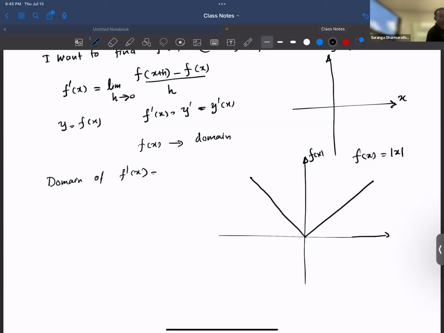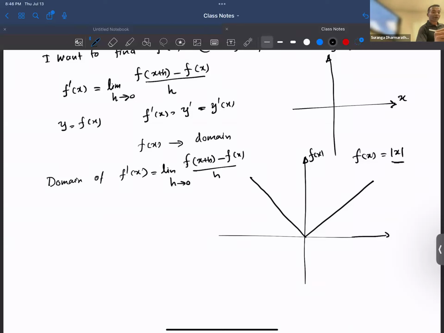What is f prime x? It is the limit as h goes to 0 of f of x plus h minus f of x, divided by h, right?